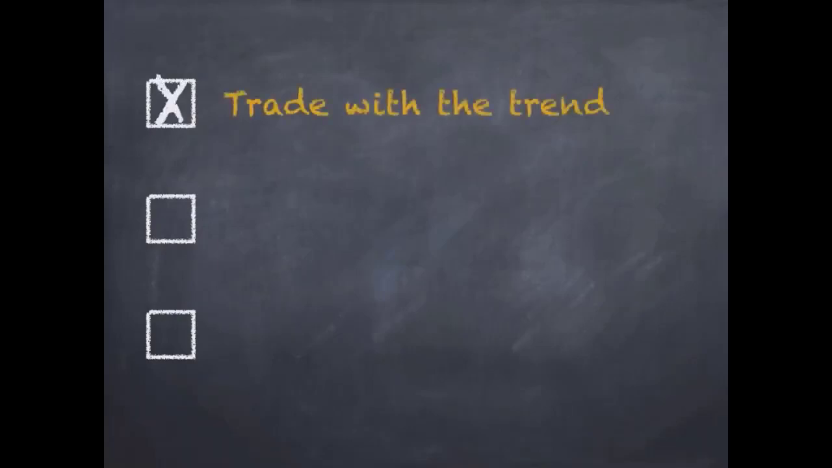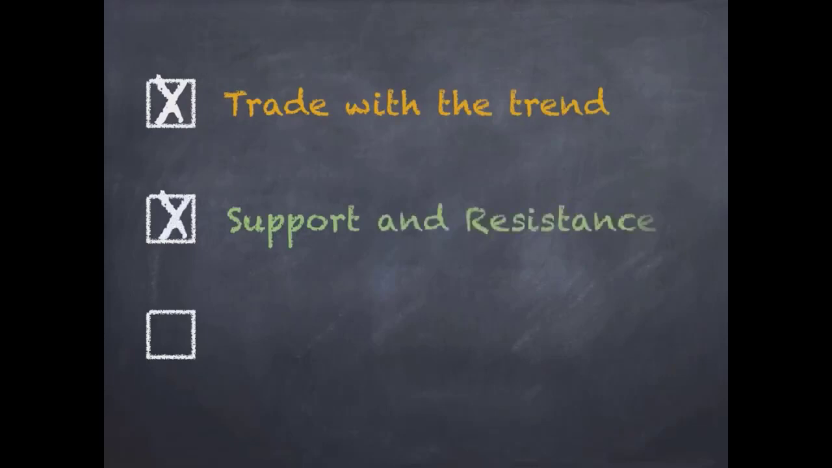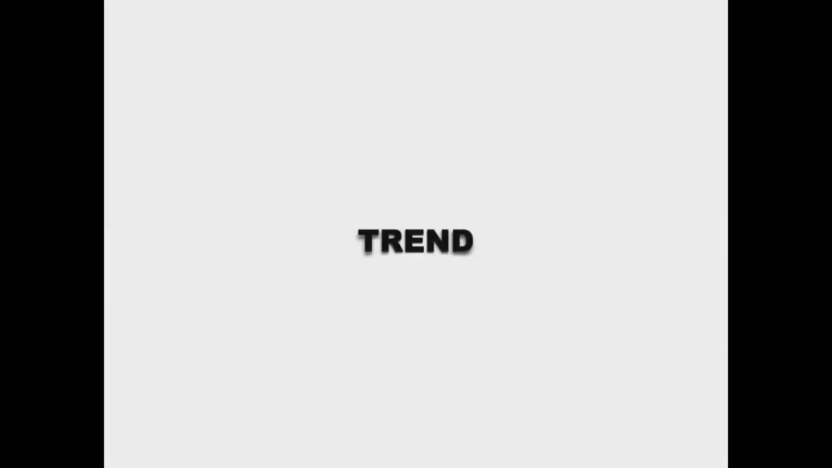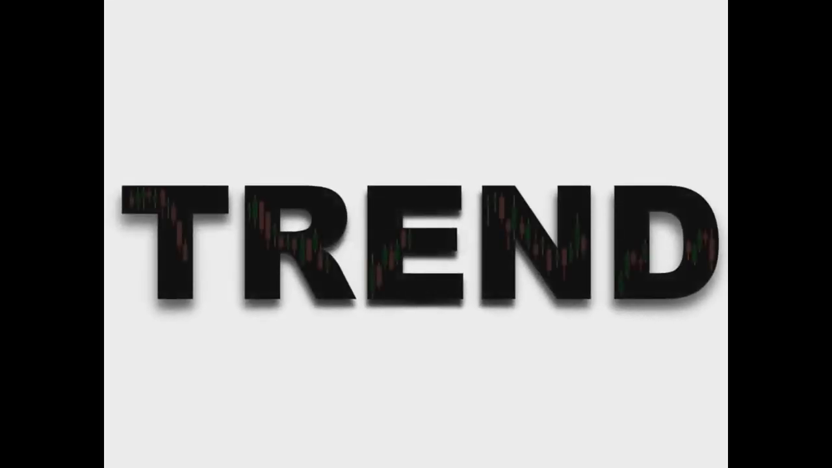So to recap, you learned the number one rule in technical analysis, which is to trade with the trend, the difference between support and resistance, and you're now able to recognize the difference between upwards, sideways, and downwards trending stocks. In my next video, I'll teach you the next important concept in technical analysis, which is learning how to identify specific price patterns within the trend.